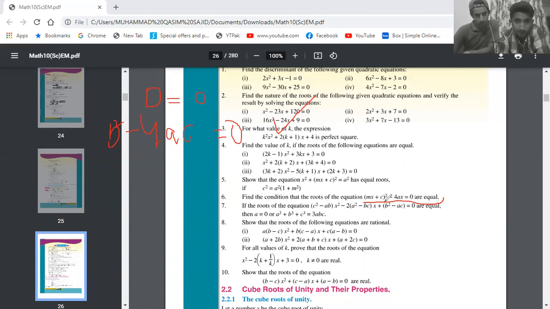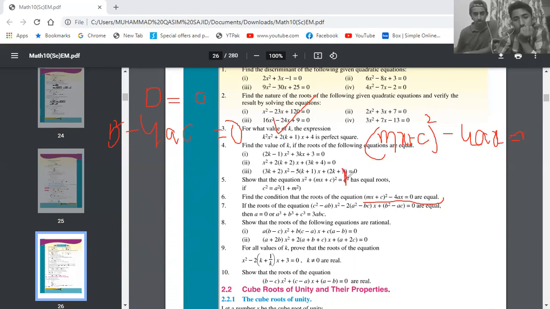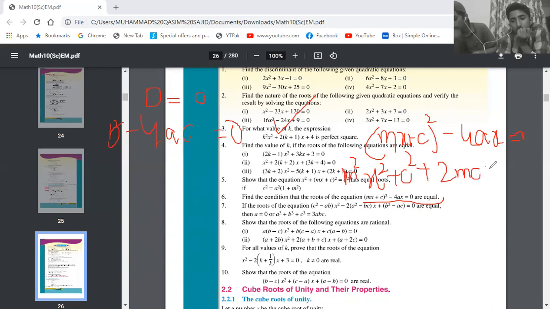So first you have to simplify it. The value is (mx plus c) whole square minus 4ax equals to 0. This must be a square, that is m square x square plus c square plus 2mcx minus 4ax equals to 0.